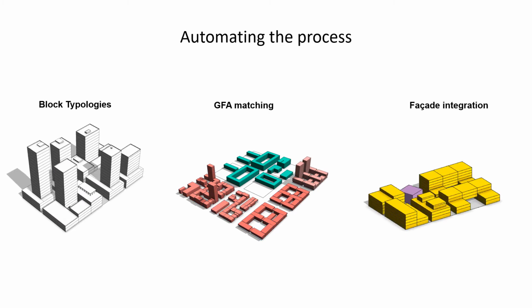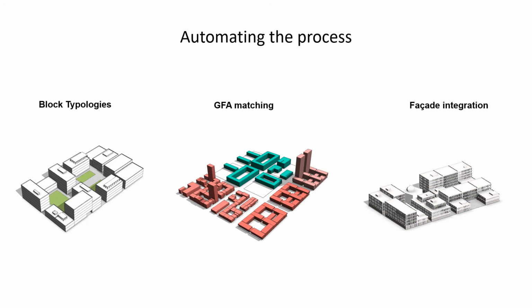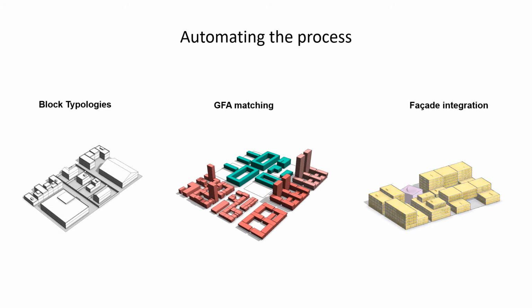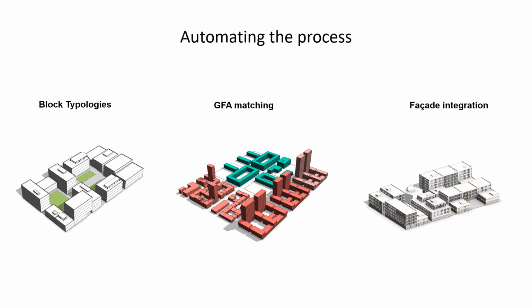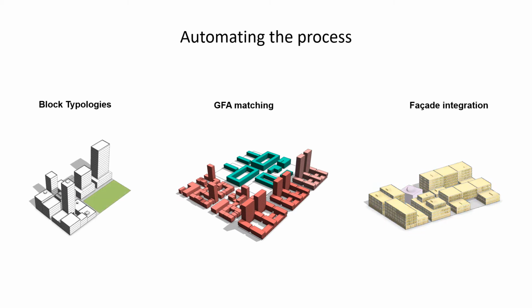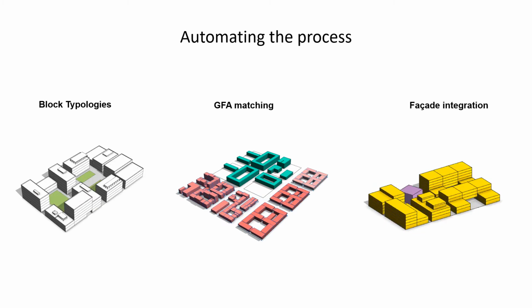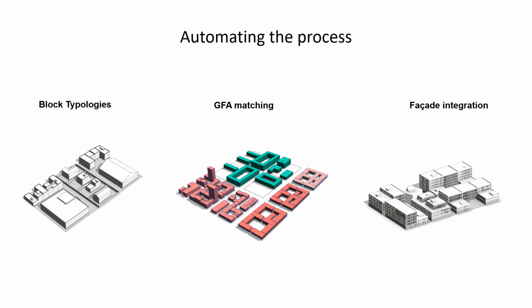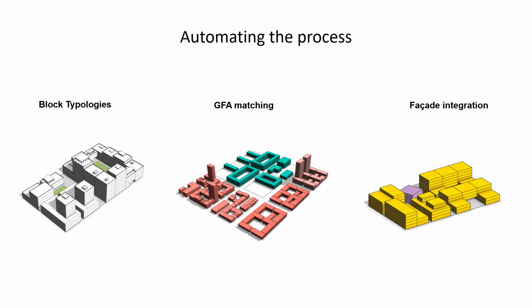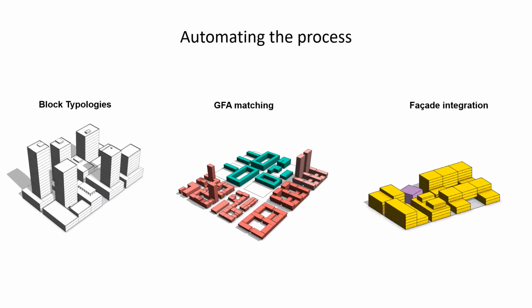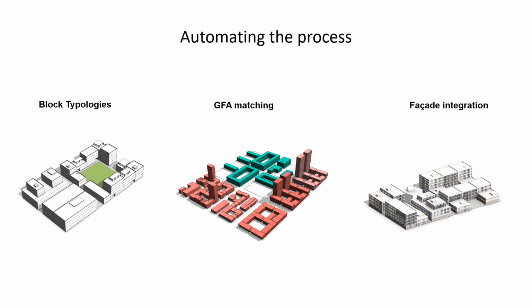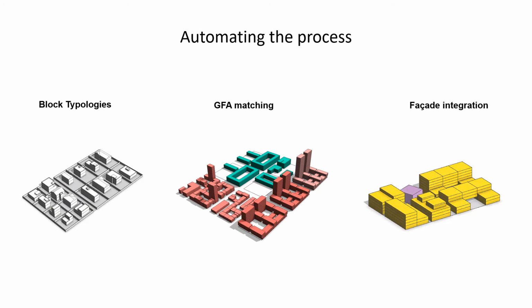So we start out again by applying those different block typologies to the blocks, running scripts that automatically do GFA matching, so controlling the heights of individual buildings to match the GFA. And then at the end, once we have the final massing that we want, to be able to detail that with the facade and roofing elements for visualization.